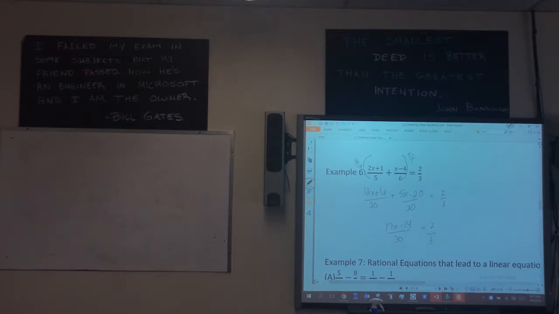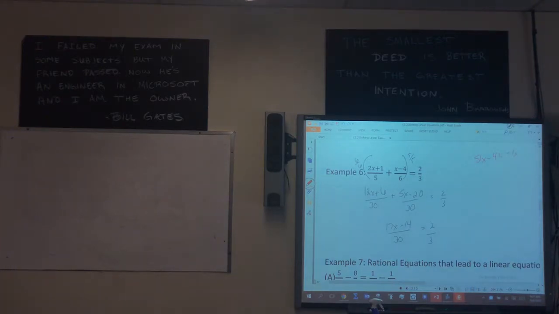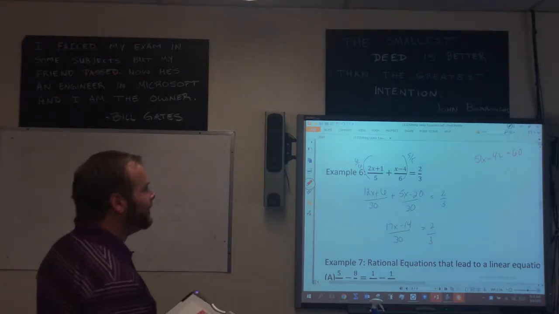Now I can add this stuff together, so I get 17x minus 14 over 30 is equal to 2/3. Now it looks like example 5 did, and you cross multiply and get 51x minus 42 is equal to 60, okay? That's an option, and you can solve that and get the right answer. But I don't necessarily like that because I think it's more work than what's necessary.